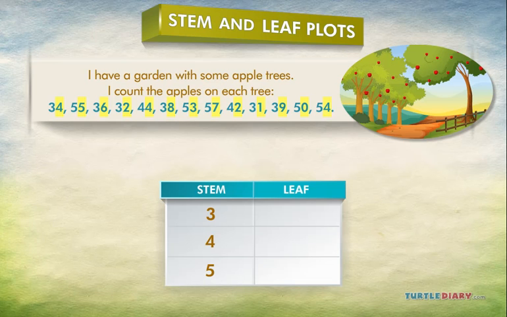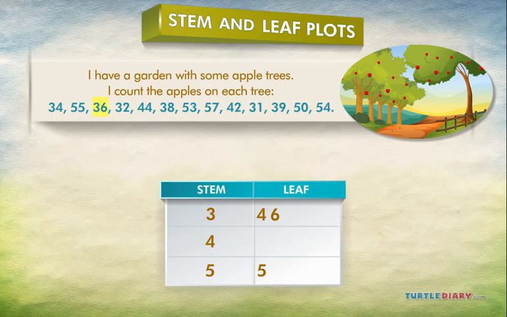Let's start at the beginning of the list. The first number is 34. Since the first digit is 3, this number will be recorded on the first stem, or the first row of my plot. The digit 3 is already on the stem, so I will put the 4 on the leaf, like this. Next, I'll place 55 on the 5 stem. Next, I'll add 36 to the 3 stem.